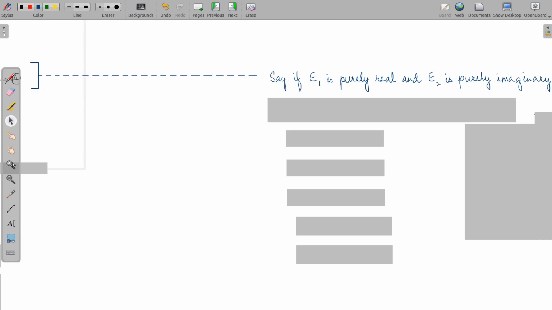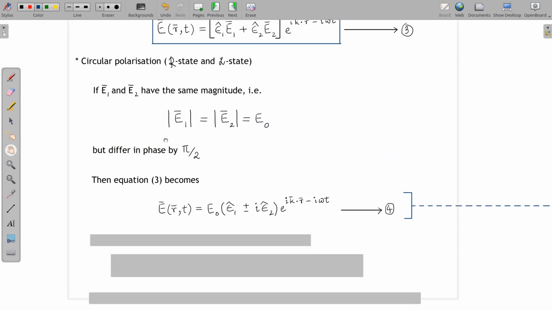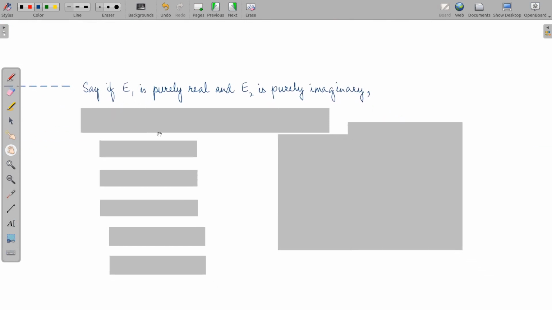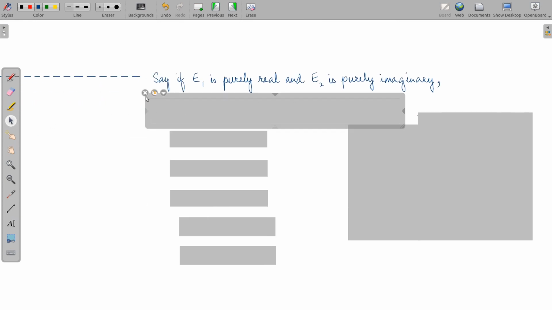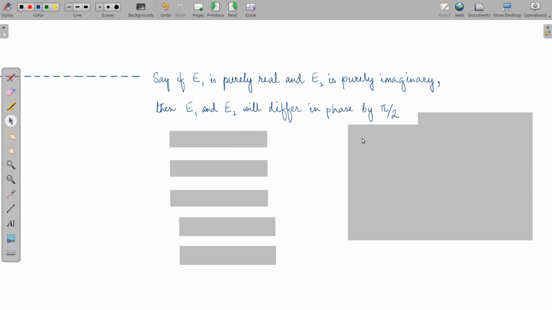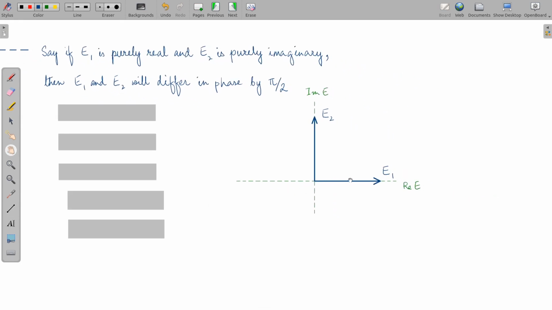So let us consider a simple case. The requirement here is that these two waves have the same magnitude, but differ in phase by pi by 2. We can allow one of these electric field amplitudes to be purely real and another one to be purely imaginary. Then E1 and E2 will differ in phase by pi by 2. If we plot E1 and E2 in the Argand diagram, we have E1 along the real axis and E2 along the imaginary axis. This is like a phasor diagram, and the phase difference between the two is pi by 2.